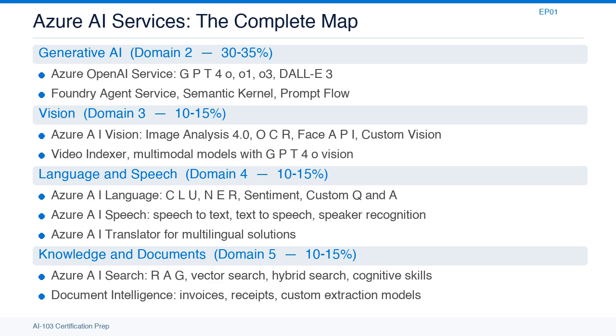For knowledge and documents, Azure AI Search is your RAG backbone. Document Intelligence extracts structured data from forms and documents. We will cover each of these in depth across the 7 episodes.